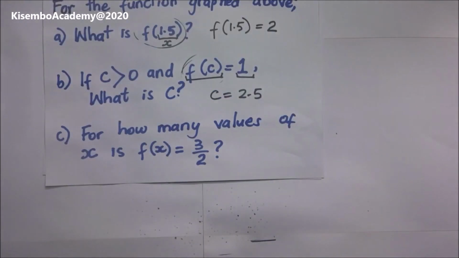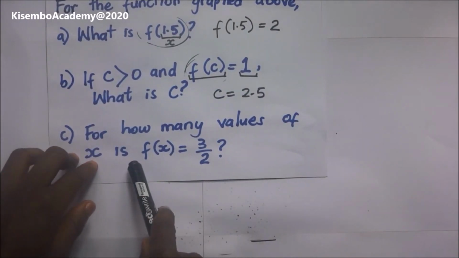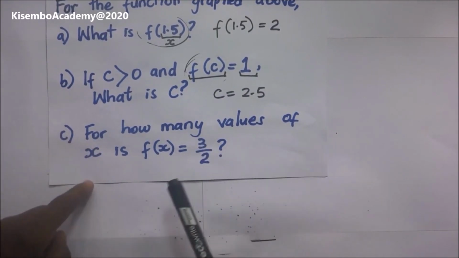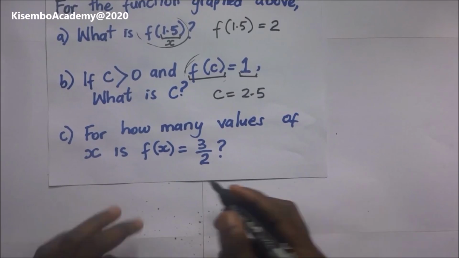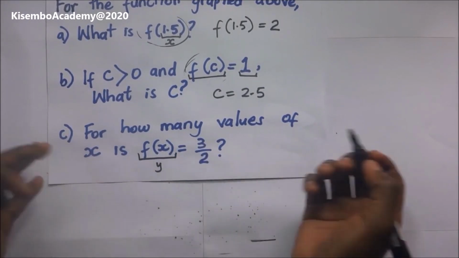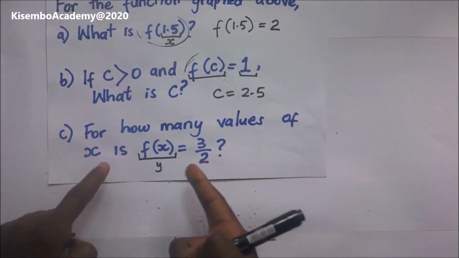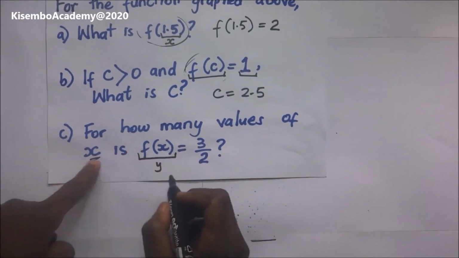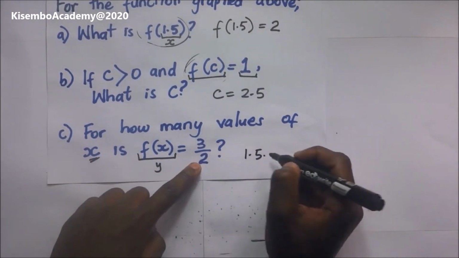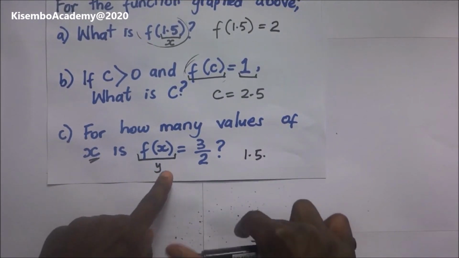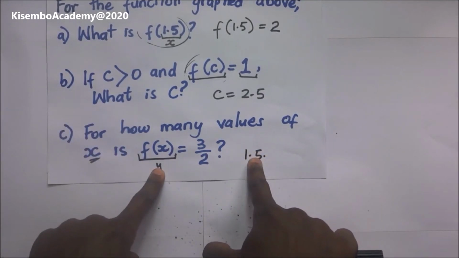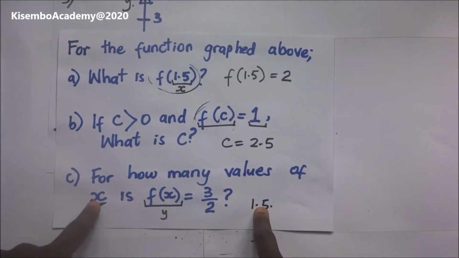So let's look at part C. For how many values of x is f of x equal to 3 over 2? So how many values of x do we have when f of x, or the value of y, is 3 over 2, if I may simplify that? So 3 over 2 is the same as 1.5. So we shall look for f of x equal to 1.5, or call it the value of y to be 1.5, and we see how many values of x there are.